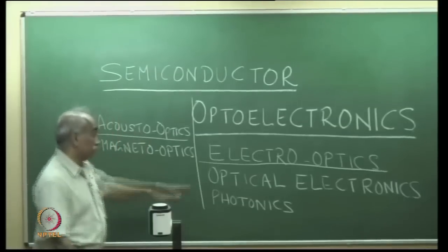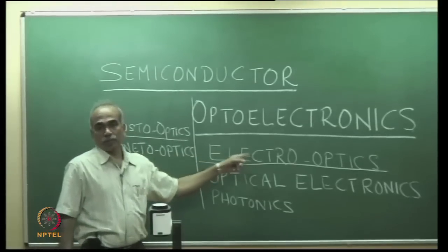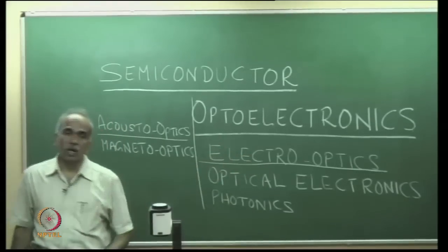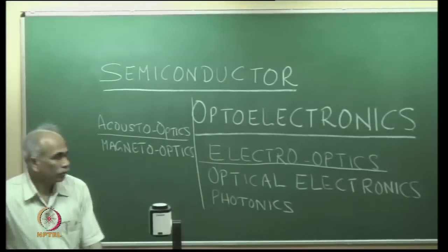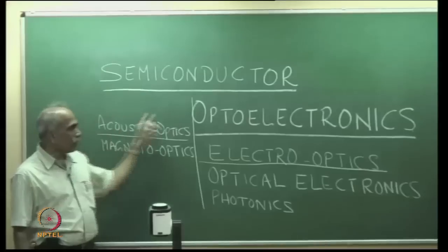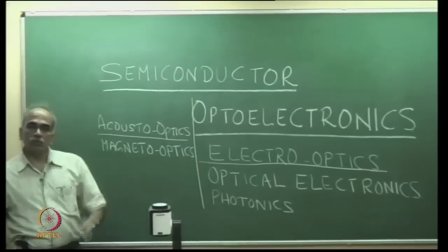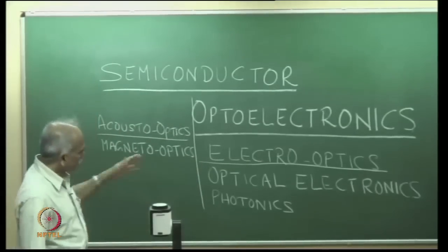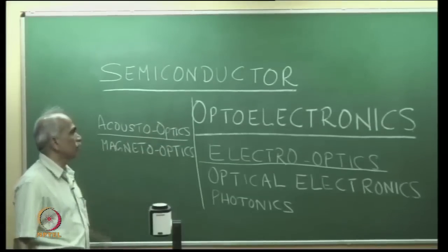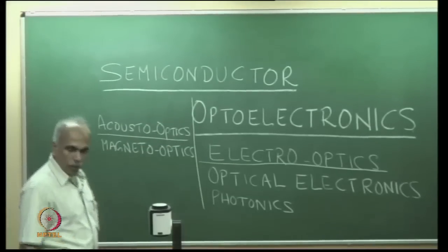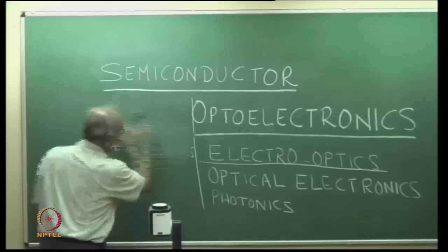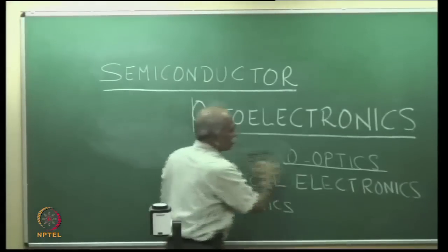Electro-optics is also very important. There are electro-optic modulators which are used for high-speed modulation. We will not be discussing these, but I brought them up just to bring out the differences or similarities among these various titles. So our concern will be primarily optoelectronics. So we will discuss optoelectronics.